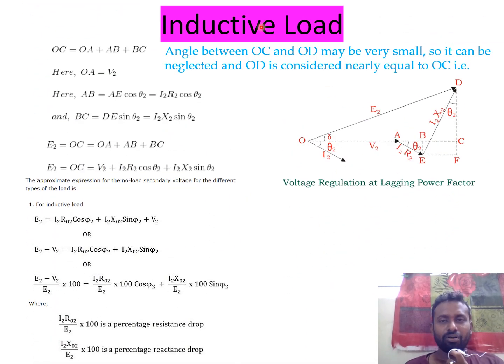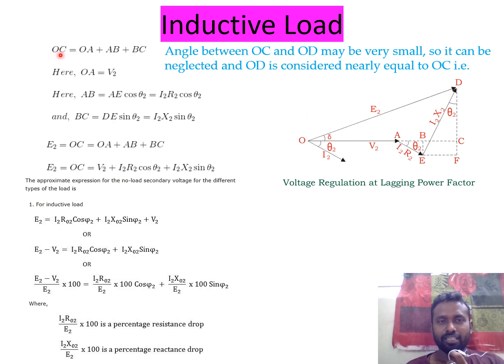Now if an inductive load is connected to the transformer, this is the secondary voltage and the current I2 lags because it's inductive. So you can represent the I2 R2 drop parallel to this I2. If this is I2, you can represent, if this is voltage, the extension of this also must be a voltage, so it is I2 into R2. Now because there will also be reactance, this is I2 X2, and this total is E2. V2 plus I2R2 plus I2X2 is your E2.